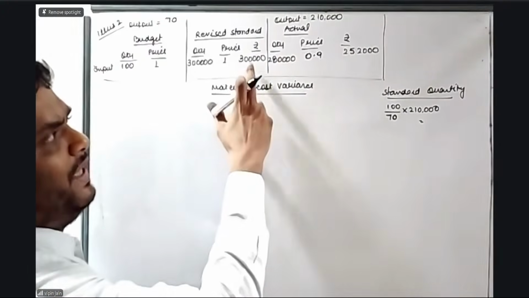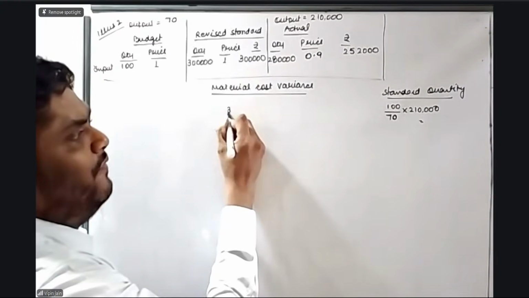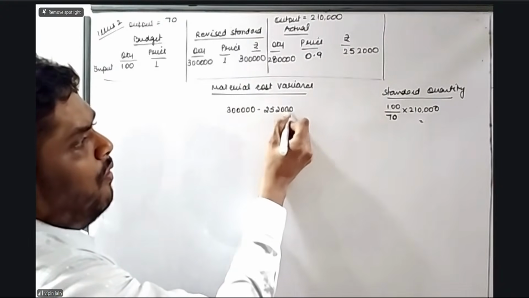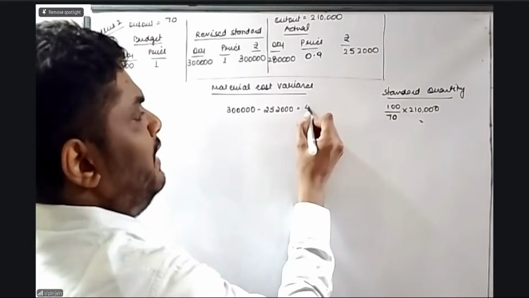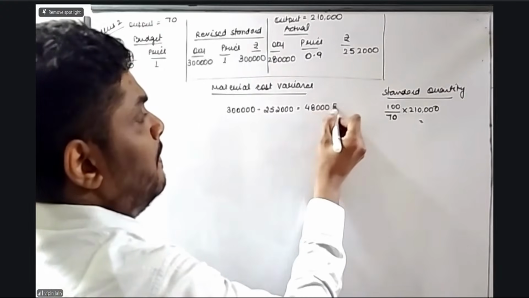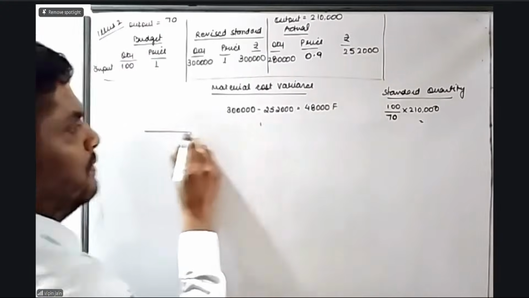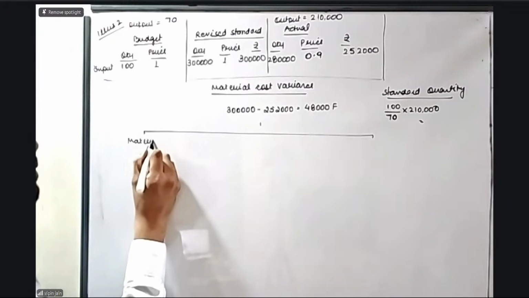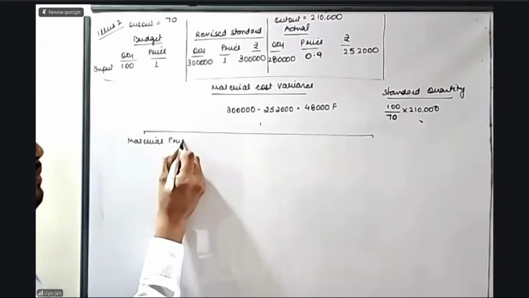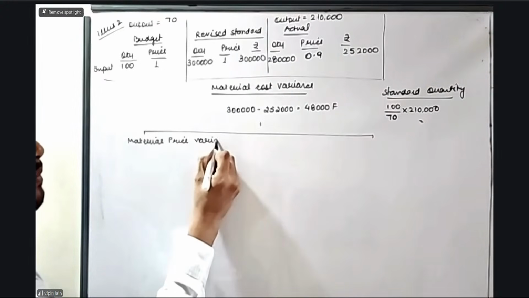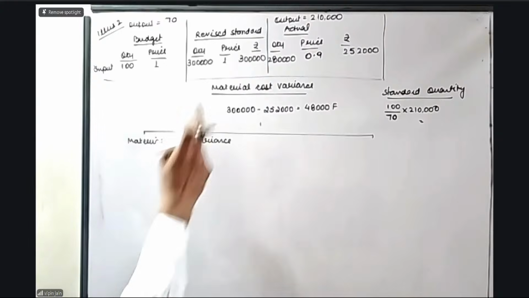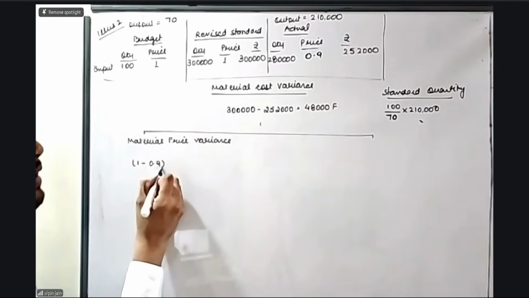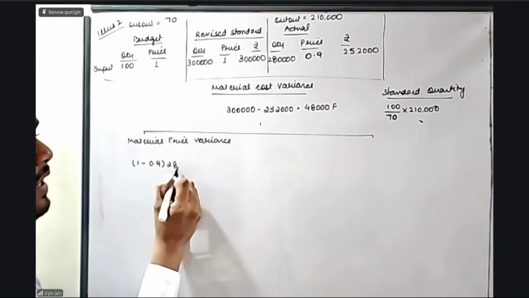So material cost variance, 3 lakh minus 2,52,000. So this will be 48,000 favorable. Material price variance, what should be my price? 1. What is my actual price? 0.9 into my actual quantity, which is how much? 2,80,000.